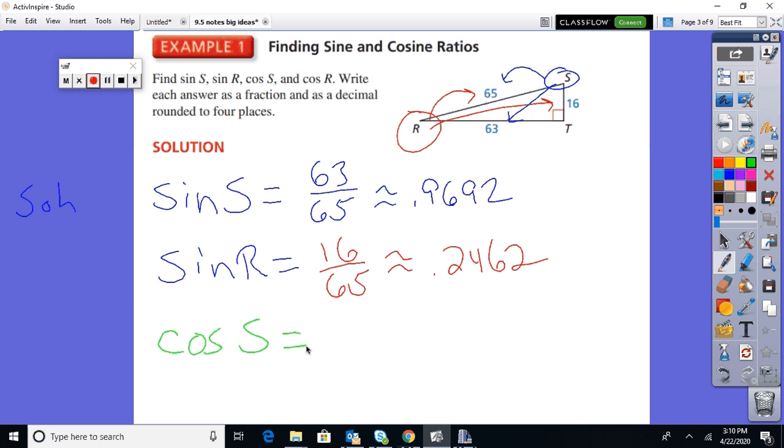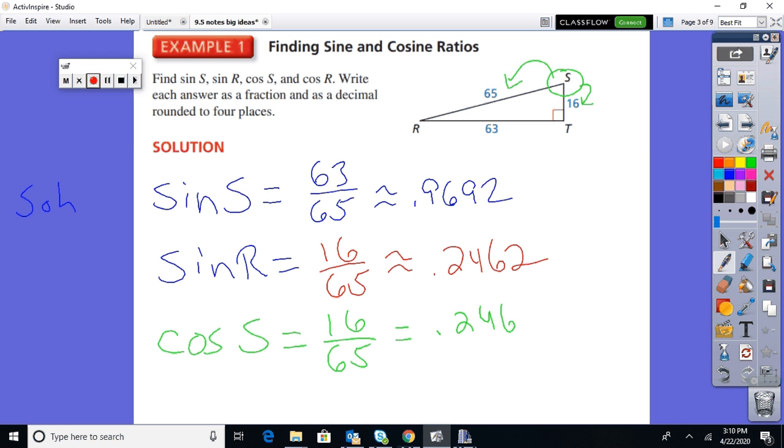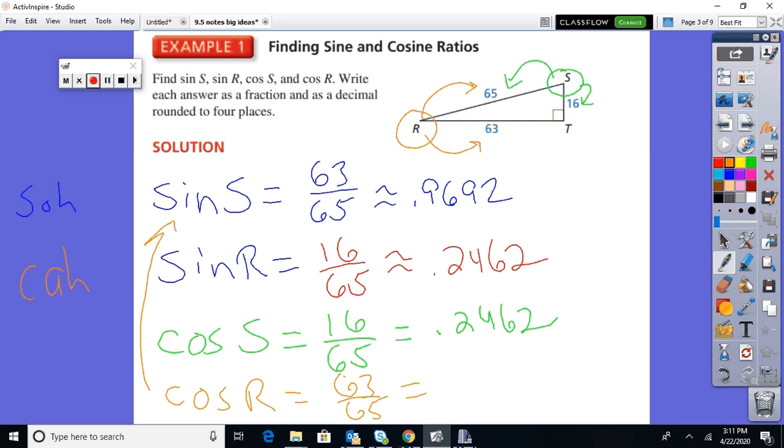of S. So now I'm back to S. Back to S, adjacent. The adjacent side for S is 16. The hypotenuse, of course, is still 65. Well, look at that. We have that right up above, 0.2462. And then the cosine of R, maybe you can even guess what this is going to be. R is here. The adjacent, so when I think cosine, Cah, so CahToa, so C-A-H. A, adjacent is 63, H, hypotenuse, 65. So 63 over 65, which is what we had up there for the sine of S, 0.9692.